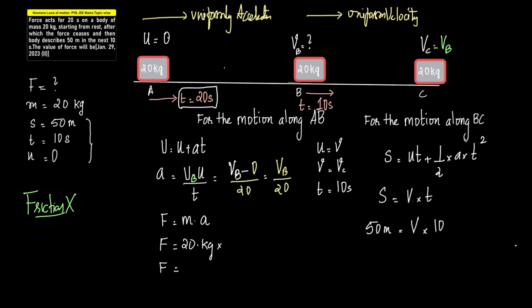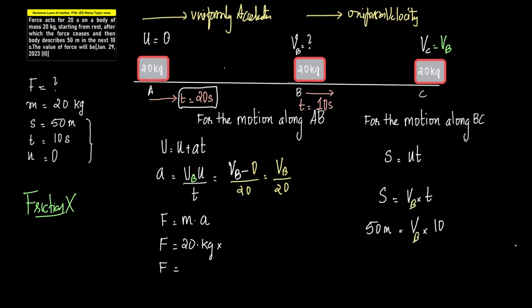Now, for the next half, for the motion along BC, the initial velocity is VB and the final velocity is also VB, which means acceleration is 0. This term vanishes. So initial velocity is equal to final velocity, VB is equal to VC, and therefore acceleration is equal to 0. Now all we have is the 10-second motion, where the displacement is 50 meter. So in 10 seconds the displacement is 50 meter, which is equal to VB into t.